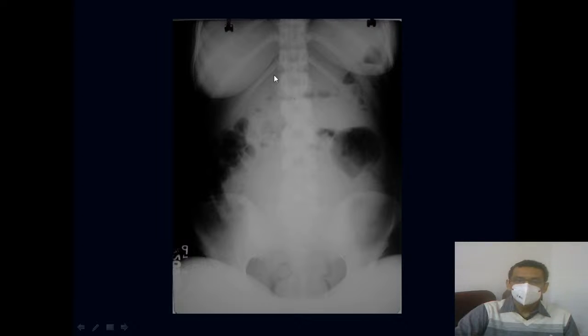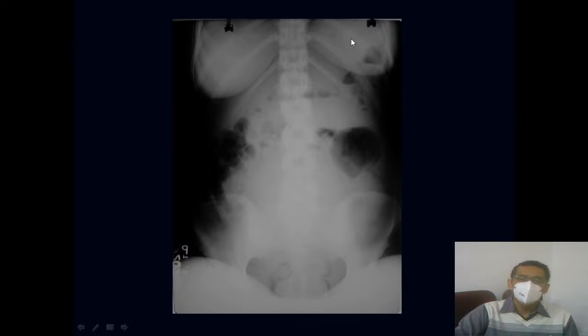So this is the erect film. You see this particular area, there is an air opacity. The lower margin of the air opacity is exactly horizontal. What this means is that the soft tissue below it has an upper horizontal margin. So this is an air fluid level, and again even in this air opacity there is a horizontal level to the lower margin. These are air fluid levels in the small bowel. This is an air fluid level in the stomach.